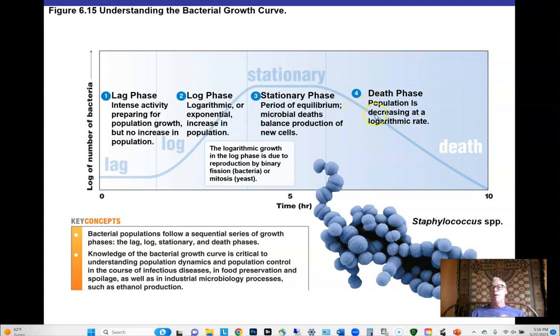We have logarithmic death. Cells are dying off very, very quickly. Again, this linear slope indicates the logarithmic phase of death of the culture. That's the fate of a typical culture.